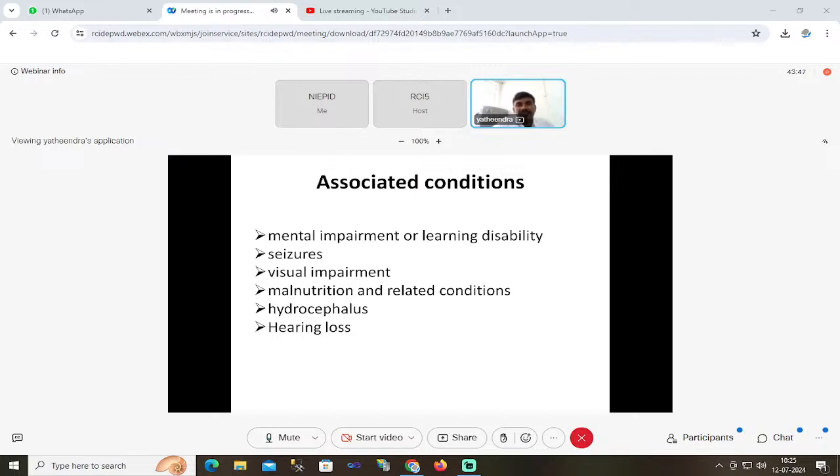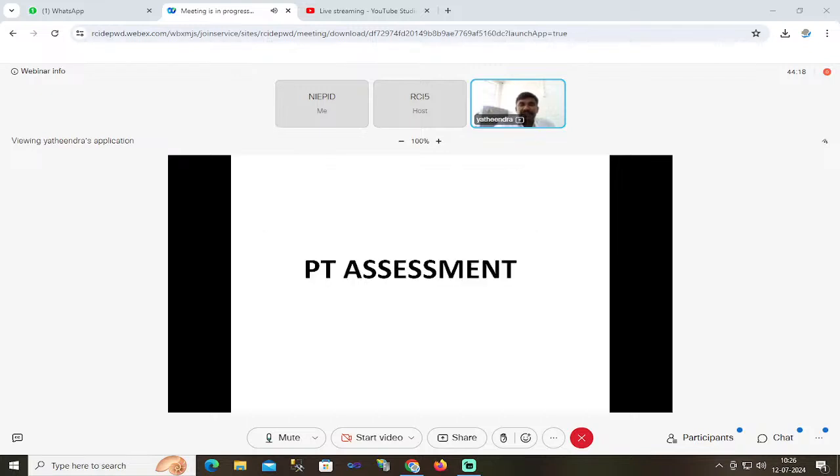Okay, so when you see the associated conditions, these are the major symptom-wise differences between all three categories of CP. Along with these symptoms, we can see associated signs and symptoms also in CP. First is mental impairment, that is intellectual disability, learning disabilities, seizures, visual impairment, malnutrition, hydrocephalus, that is an increase in CSF fluid pressure, then hearing loss. So there can be associated signs and symptoms in CP, and you need to rule those out when you are doing assessment.